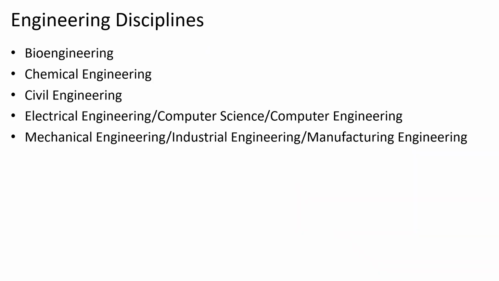Over the course of time, a number of primary engineering disciplines have emerged. In the future, I think there'll be new ones that will emerge at the boundaries between the 5 that you see here. But these are the primary ones right now. They are bioengineering, chemical engineering, civil engineering. And then this 4th bullet here groups together electrical engineering, computer science, and computer engineering. This is often done in colleges of engineering now. Those departments are all put together in one larger department. And the last one is mechanical engineering, industrial engineering, and manufacturing engineering.